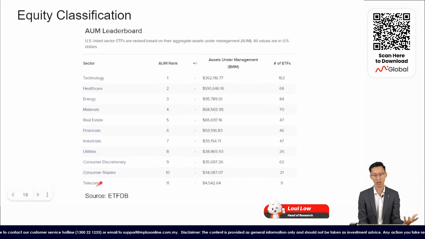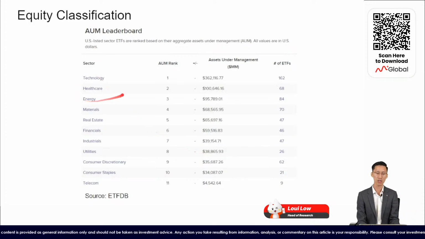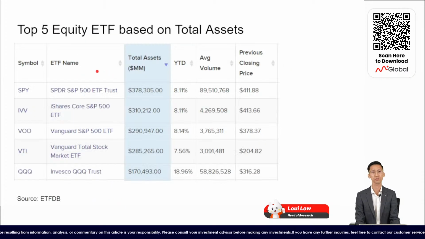Perhaps if you want to find telecommunication, consumer staples, or consumer discretionary, it might not be so easy to find because there are fewer options to choose from. So that's why it's a general rule of thumb to look at the AUM leaders to find out what the attractive sectors are for that particular equity classification. Okay, so the top 3 would be technology, healthcare, and energy.